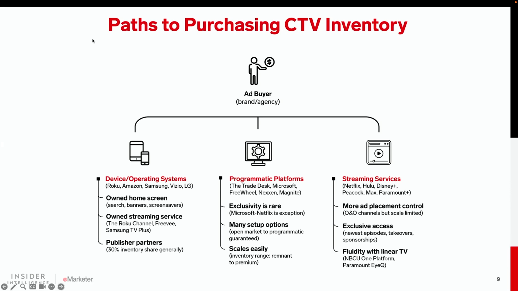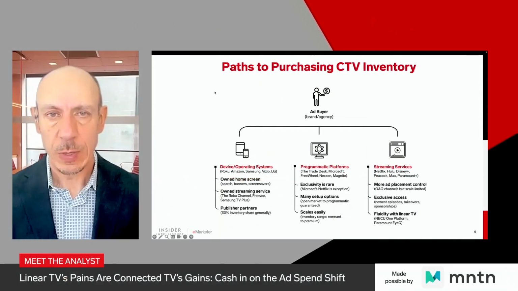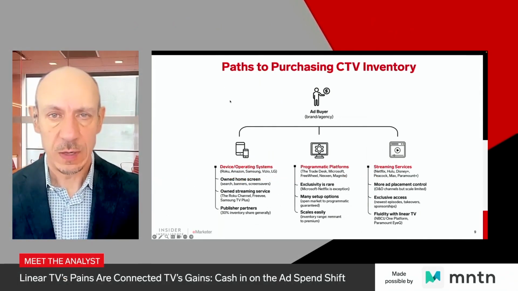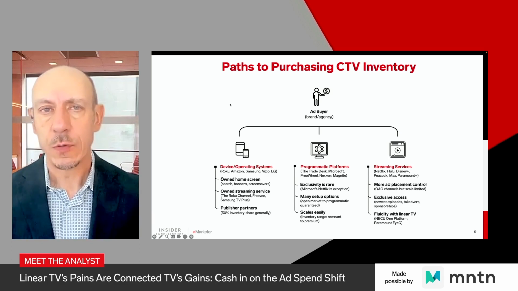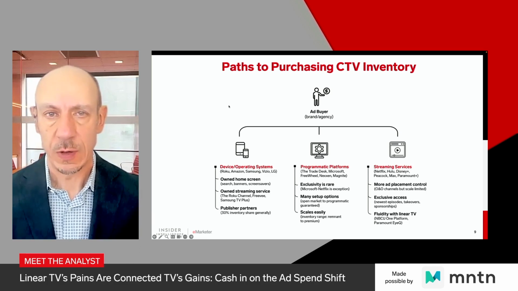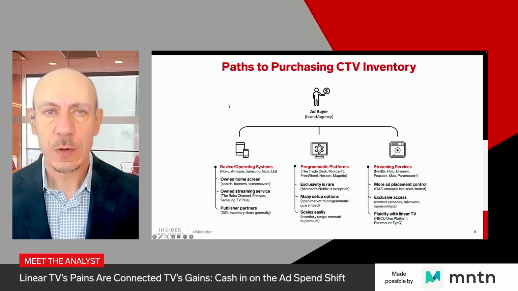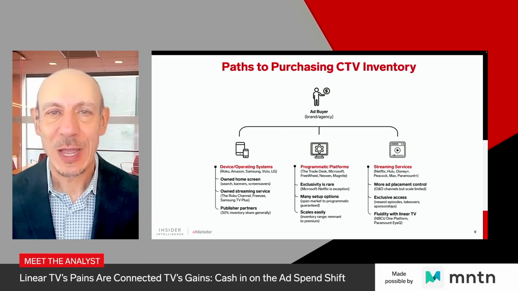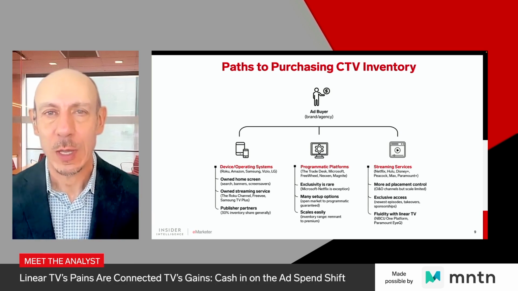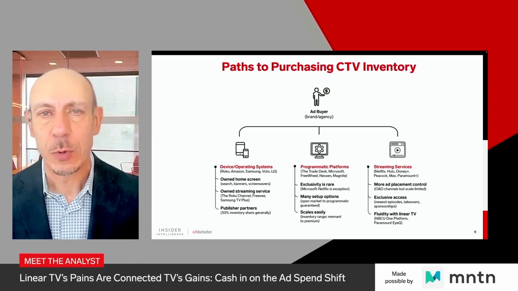Now, some of these are aligned with TV network groups like Hulu, Disney Plus, and Peacock. And in those cases, your CTV buy might even be combined with linear inventory. But then there are also the pure play digital services like Netflix. And Ross, since I borrowed this slide from your very excellent CTV Explainer report, can you just walk us through some of the pros and cons of each of these three options?